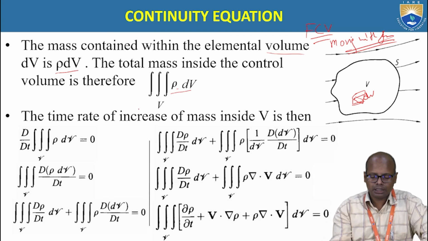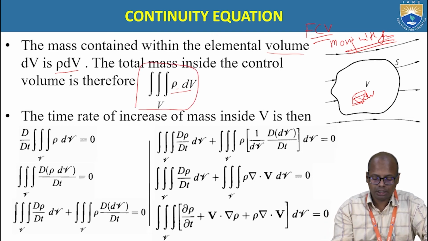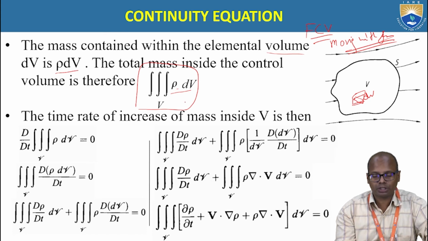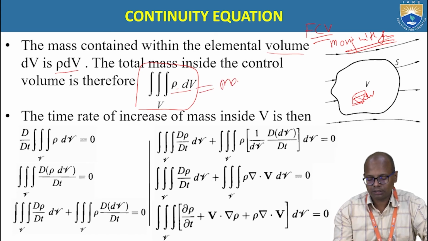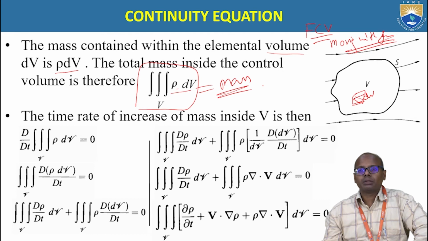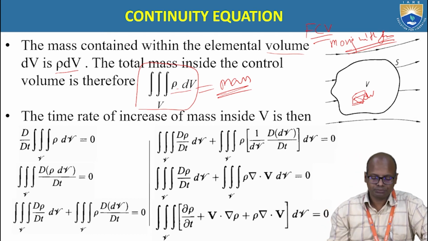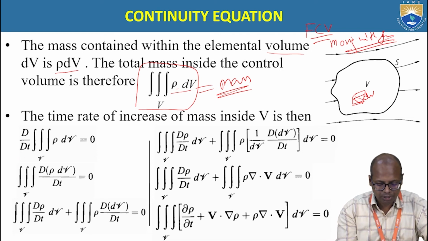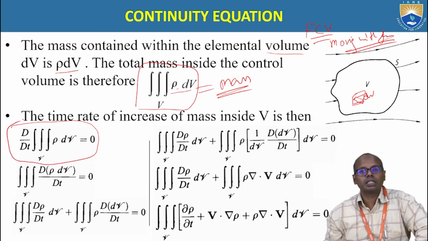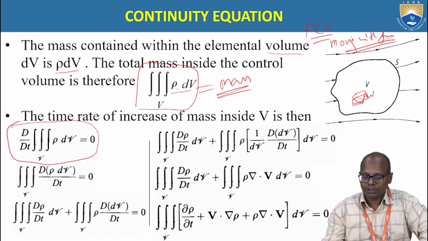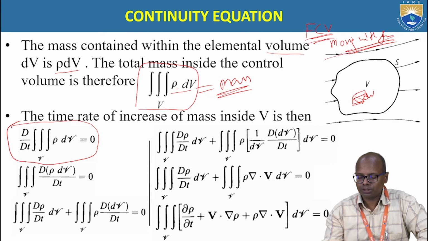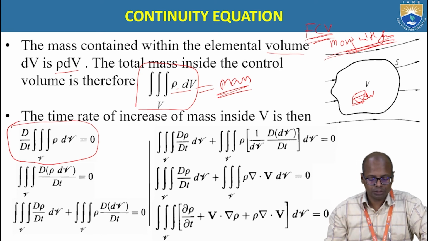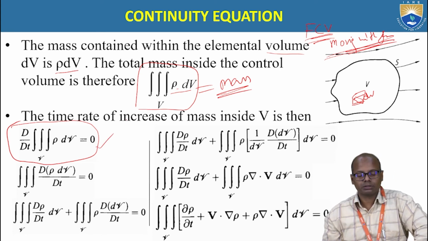Now if I differentiate this with respect to time, this is mass. The mass is conserved, which means the rate of change of mass is equal to 0. So if I differentiate this mass with respect to time, then this is my continuity equation when I apply the finite control volume moving with the flow.